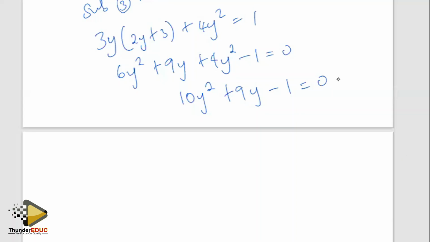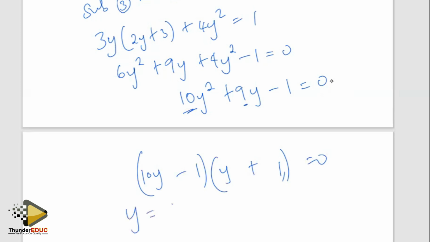Okay, so if I'm to look at that, I know that I'll have a 1 either side. And then for me to get a 9 and 10, I can have a 10y and just a y. Well, that makes sense. That's 10y squared. Can make this a minus, because that's going to be a 10y minus a y. So if I do that, which means my y is going to be 1 over 10, or my y is going to be negative 1.